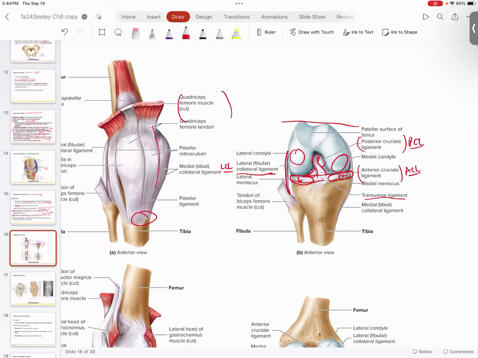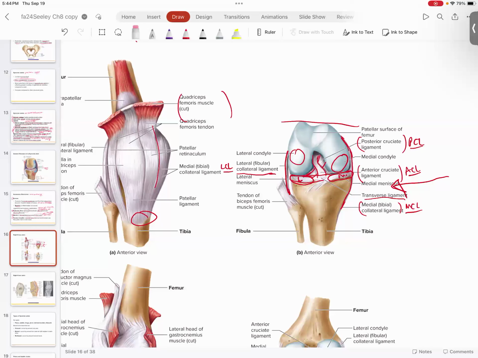On the other side, you also have another connecting collateral ligament from the tibia to the femur. This one is the medial collateral ligament, or the MCL. The reason these are important is when you take a blow from the side, let's say you're a quarterback and a defensive tackle hits you from the lateral side, right? Because the medial side is protected by the core of your body.